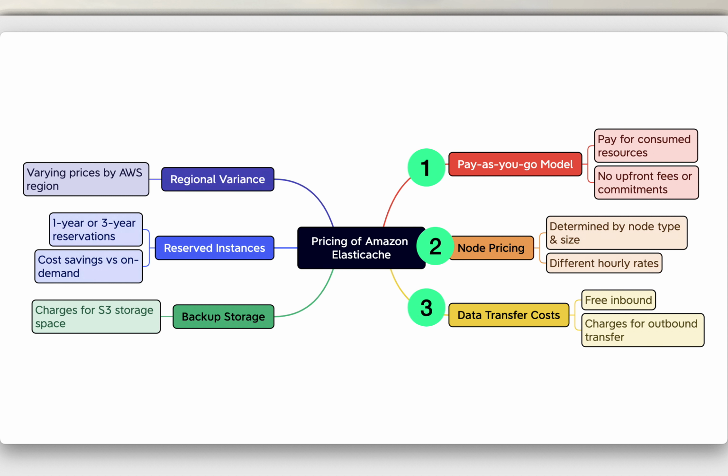3. Data transfer costs. Data transfer in is typically free, but there might be charges for data transfer out, especially when transferring between AWS regions or to the internet. 4. Backup storage. While storing backups in Amazon S3, there are charges for the storage space consumed. 5. Reserved instances. Amazon offers the option to reserve cache nodes for a 1-year or 3-year term, which can lead to cost savings compared to on-demand pricing. 6. Regional variance. Pricing can vary based on the AWS region where your cache cluster resides.